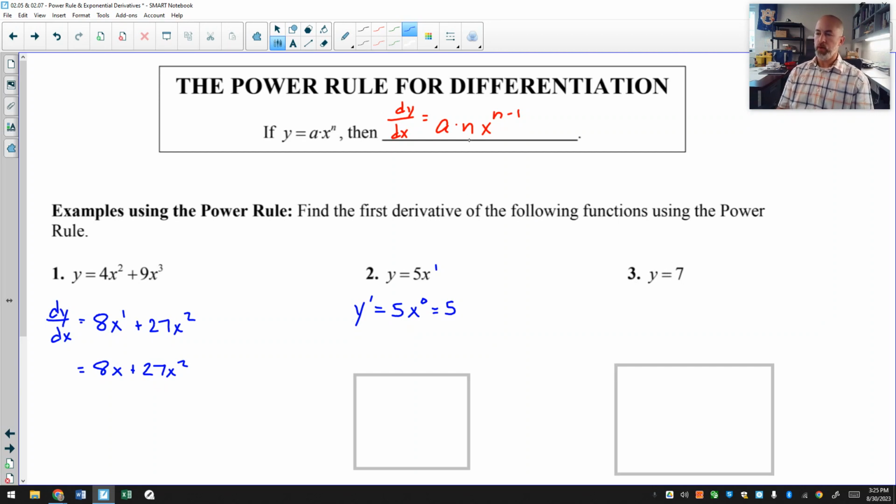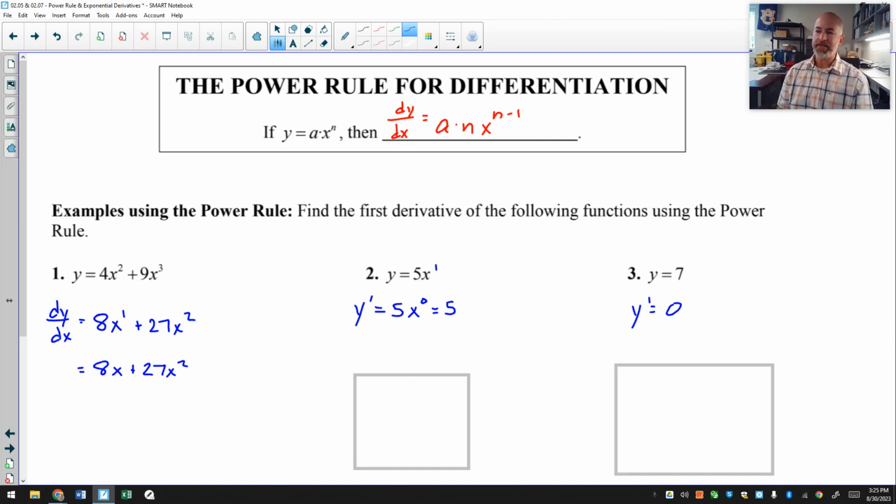So again, if you really want to be thorough with the use of the power rule, you can think of that as 7 times x to the 0 power, and the derivative. Bring down the 0 times 7 is 0. And I guess technically it would be x to the negative 1, but 0 times anything is 0. And so it turns out the derivative of 7 is just 0.